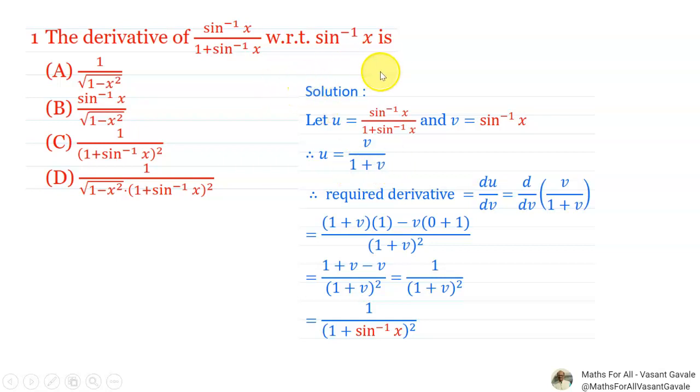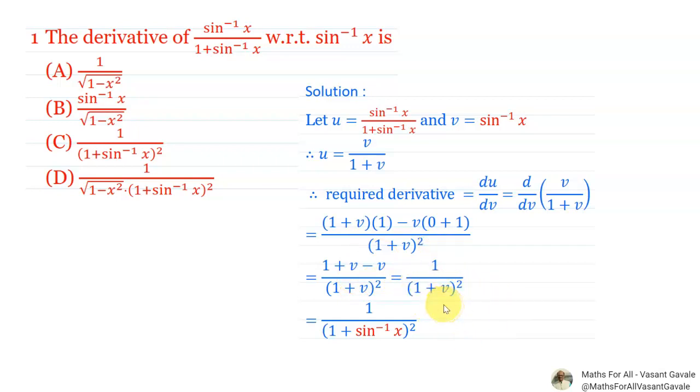जर आपण अशी सबस्टिट्यूशन घेतली इथे u is equals to and v is equals to. We want to differentiate this u with respect to v. Now the required derivative is du by dv is equals to d/dv of v upon 1 plus v. आता इथे क्वेश्चन रूल अप्लाय करणार: 1 plus v into derivative of v is 1, minus v in bracket derivative of 1 plus v. 1 चा derivative 0 आणि v चा 1 येणार, divided by 1 plus v bracket square. असे सिम्प्लिफाय करणार: 1 plus v minus v upon 1 plus v bracket square. Plus v minus v get cancelled. You will get here 1 upon 1 plus v bracket square.